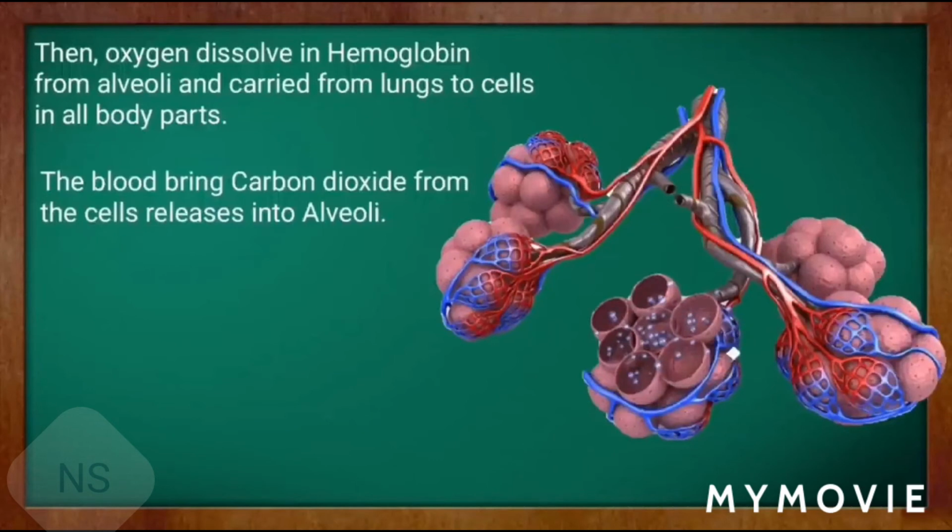Whatever oxygen has entered into the alveoli will dissolve in the hemoglobin component of the blood. You know that hemoglobin is an iron containing pigment present in the blood which imparts red color to the blood. This hemoglobin plays a very important role in carrying that oxygen to each and every cell of the human body in the form of oxyhemoglobin.